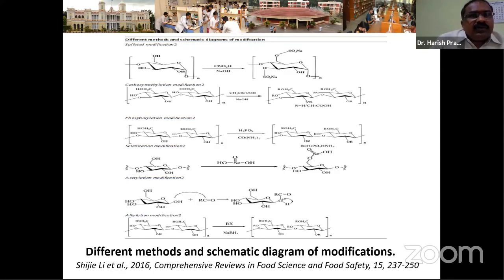It can also be controllable. So chemical modifications are most controllable, and you can assess how much degree of derivatization you require. So this is a different method, and the structure is being given here.